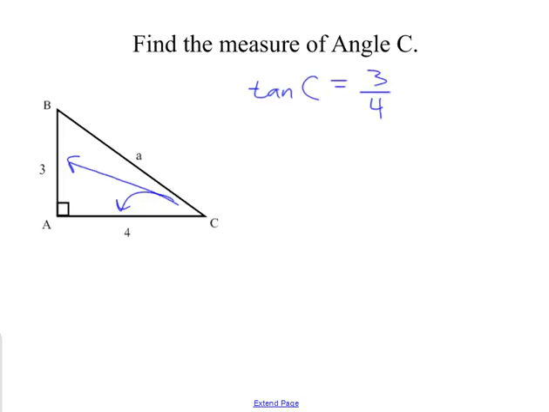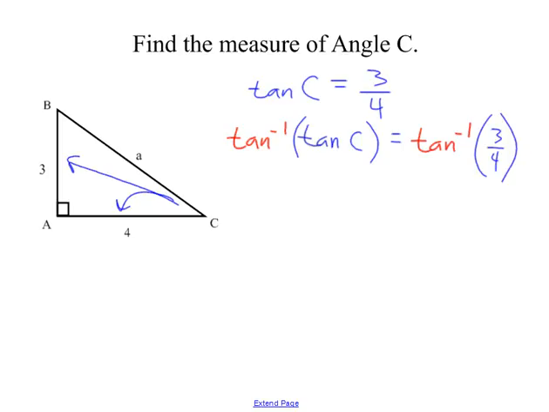Now, since tangent C is one term, we cannot undo them. But what we can do is take the inverse tangent of both sides. So we take the inverse tangent of the tangent of C, and we do the same thing on both sides, the inverse tangent of 3/4. So what happens on the left side is the inverse tangent undoes the tangent and leaves us with angle C, which is what we want to find.